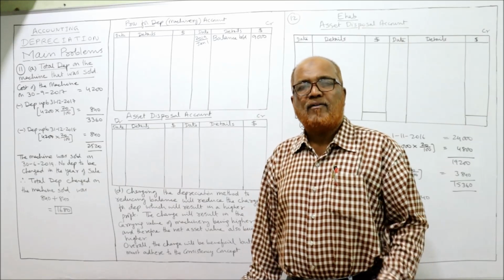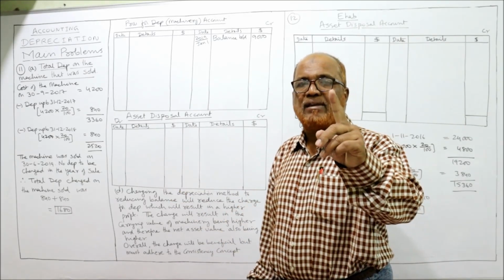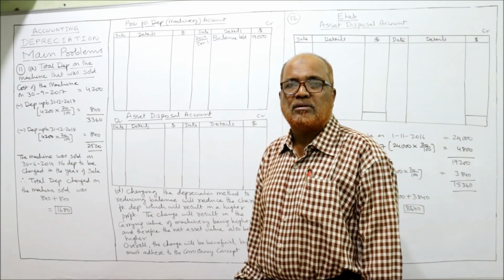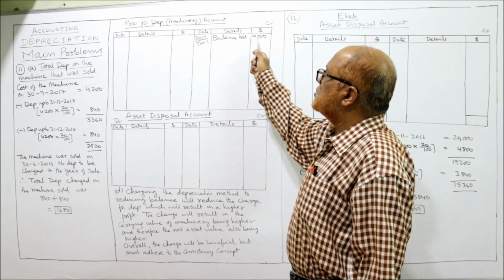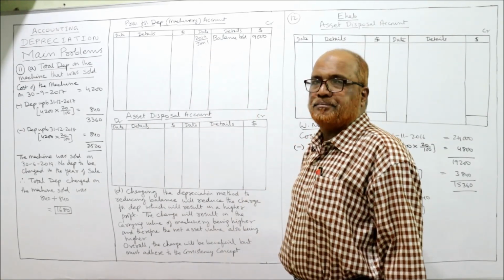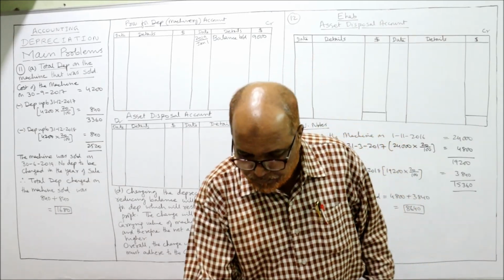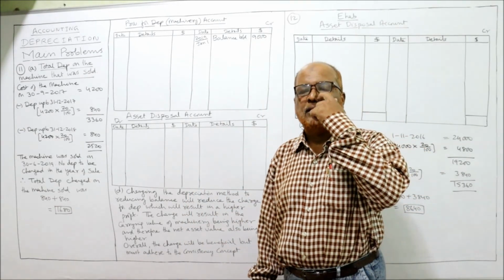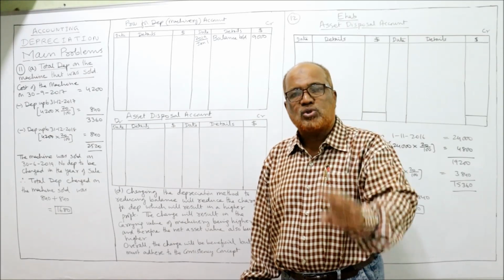Now, first of all, the opening balance. At the beginning of the year, 1st January, the opening balance of provision is 9,000. It is given in the first line. So balance brought down 9,000, 1st Jan 2019. Now on 30th June 2019, one of the machines was sold.